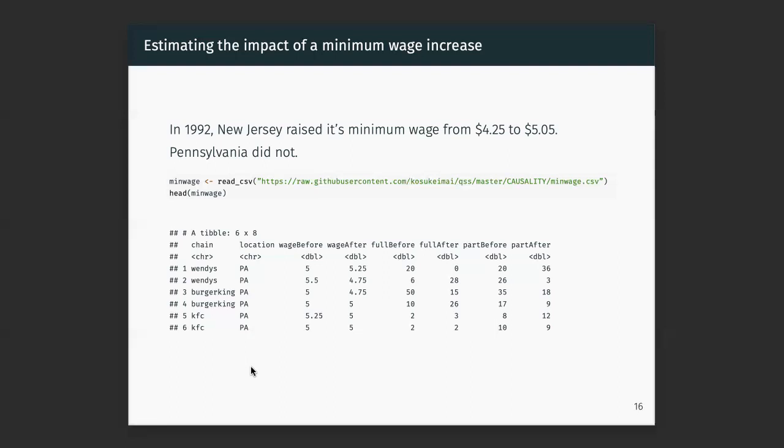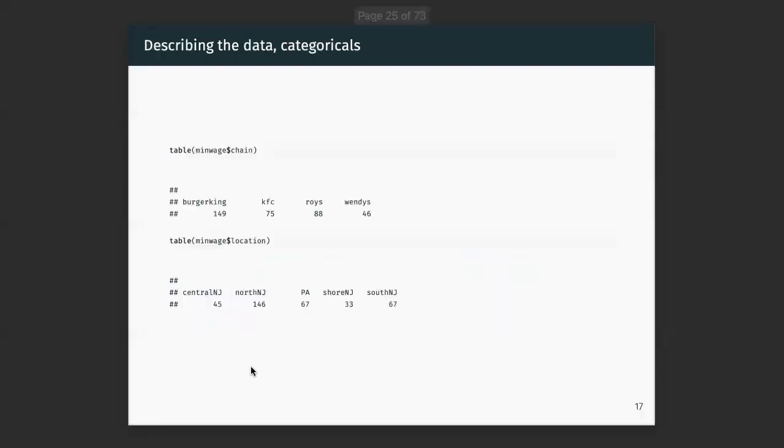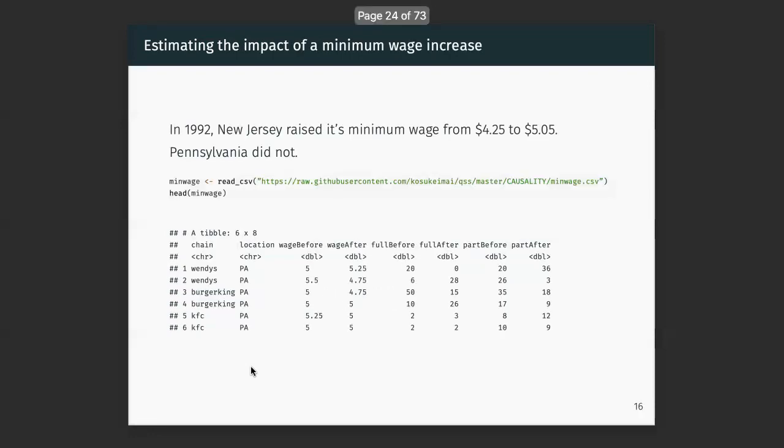And if we make that assumption, then Pennsylvania is our counterfactual, right? Okay, so let's look at the data, kind of work through what we have in here. We can see we've got a handful of variables: location, wage before, wage after. This is pre change in the law, post change in the law. Proportion of employees full-time before, proportion of employees full-time after, proportion of employees part-time before, proportion of employees part-time after.